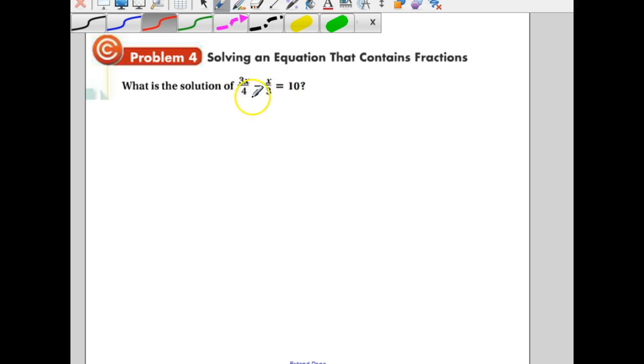So you see that there are 2 fractions in here. You might have to reach back into your brain and remember how to add fractions or subtract fractions, in which case you're going to need a common denominator. 12 is probably the best common denominator for 4 and 3. So you'd have to times this side by 3 on top and bottom, times this side by 4 on top and bottom.